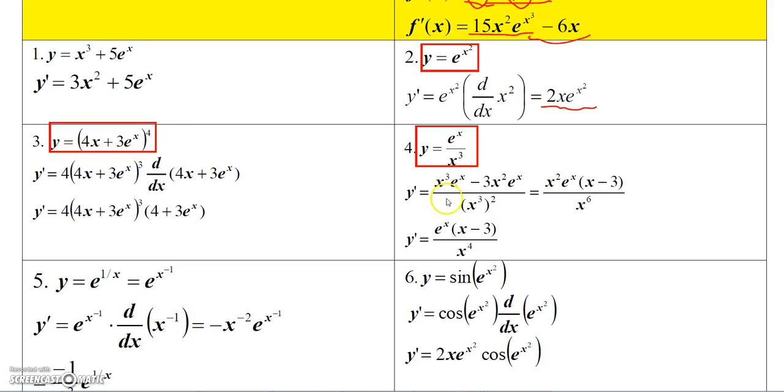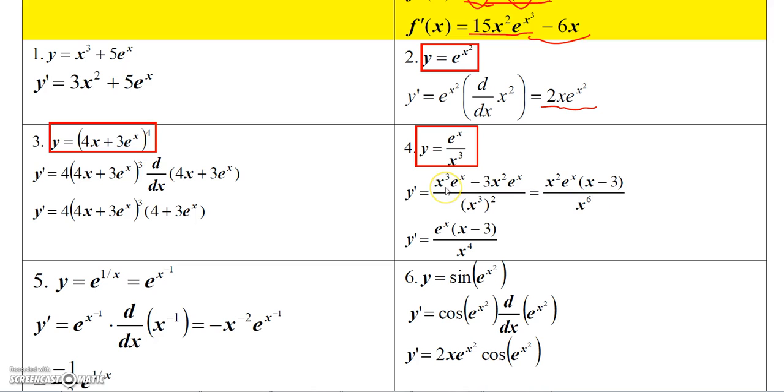Then I would take the numerator, u, which is e to the x, and multiply it by the derivative of the denominator. The derivative of x cubed is 3x squared. And of course, we subtract these terms in the quotient rule. And then don't forget, in the denominator, you take the v and you square it. So I take x cubed and square it, and that gives me x to the 6th.